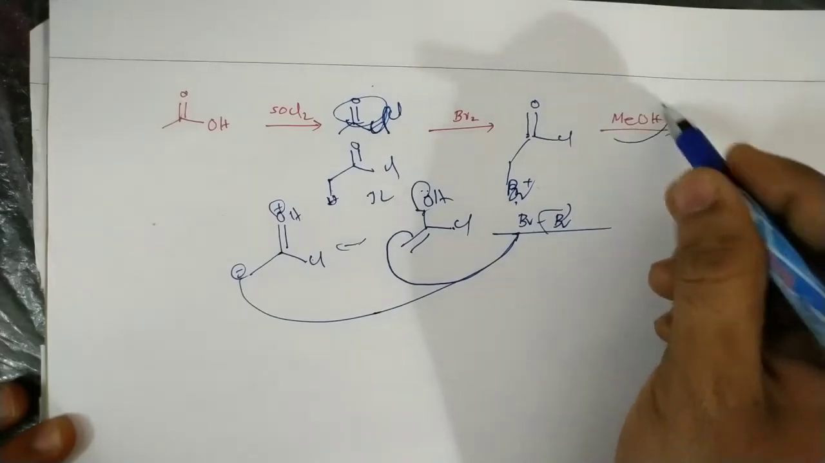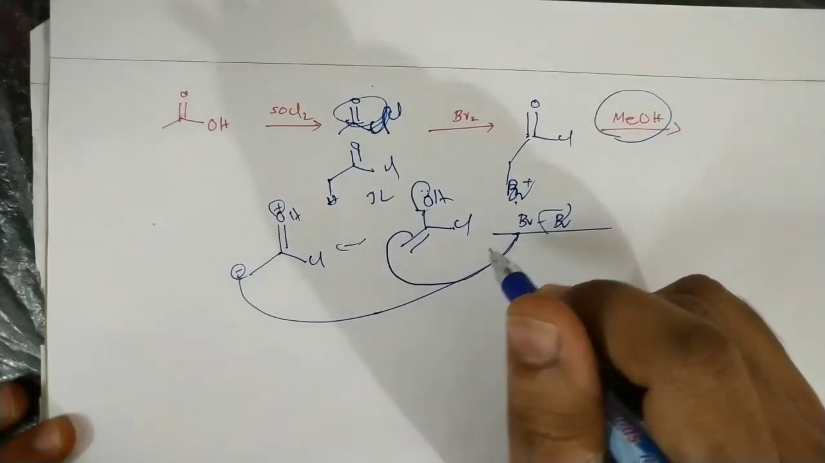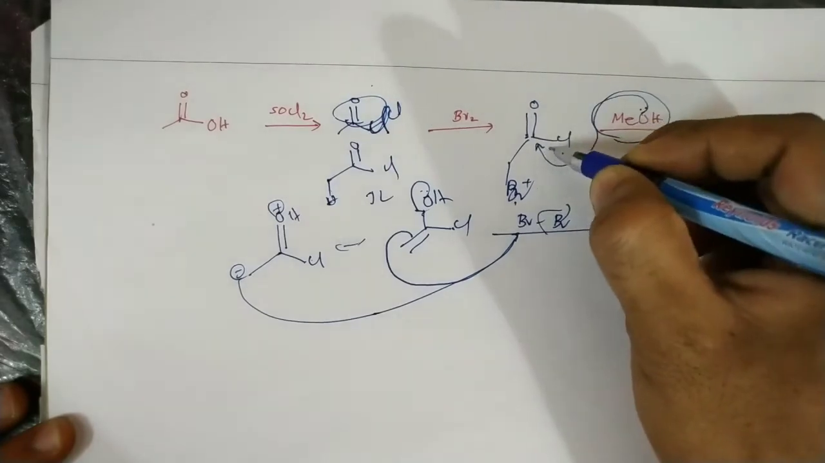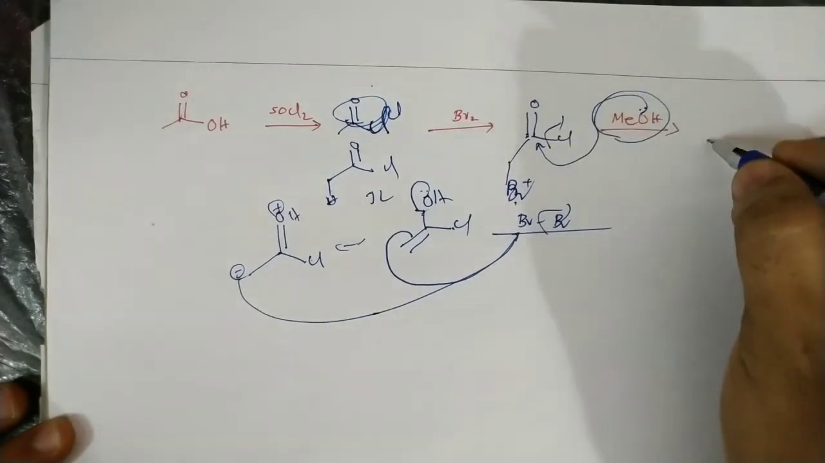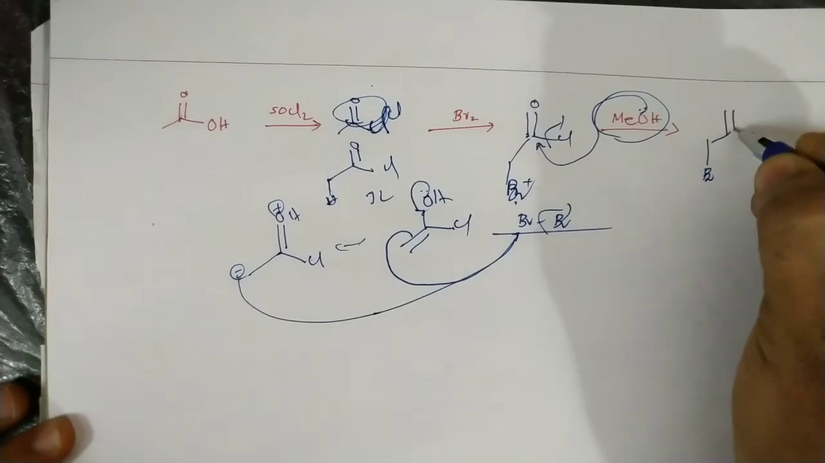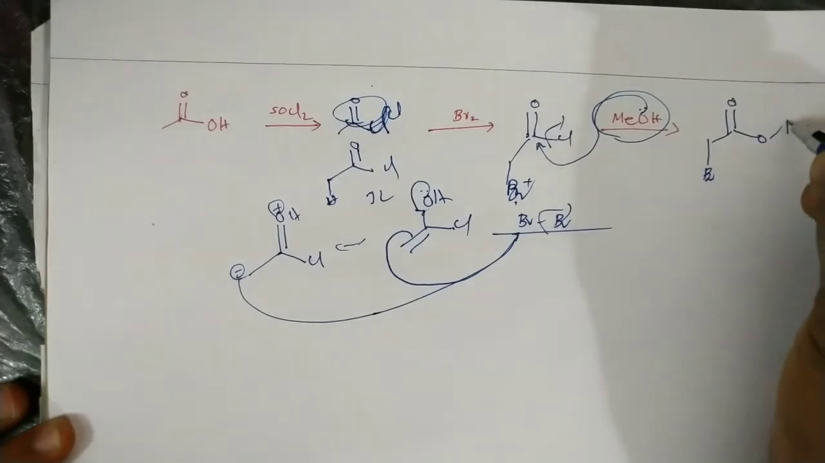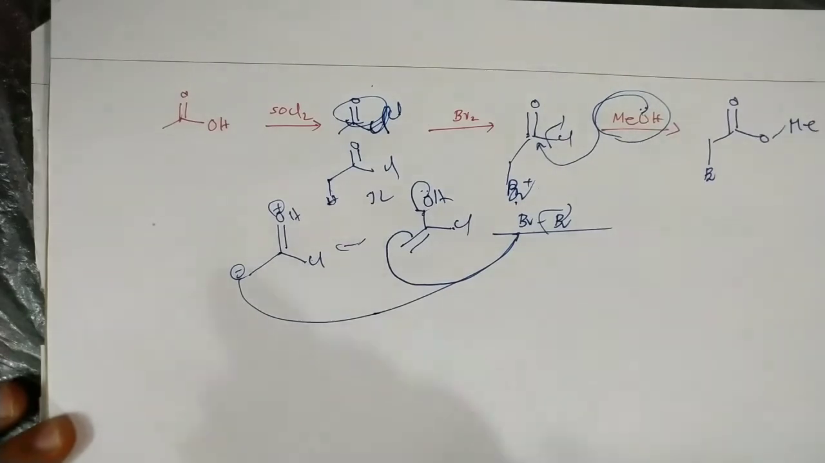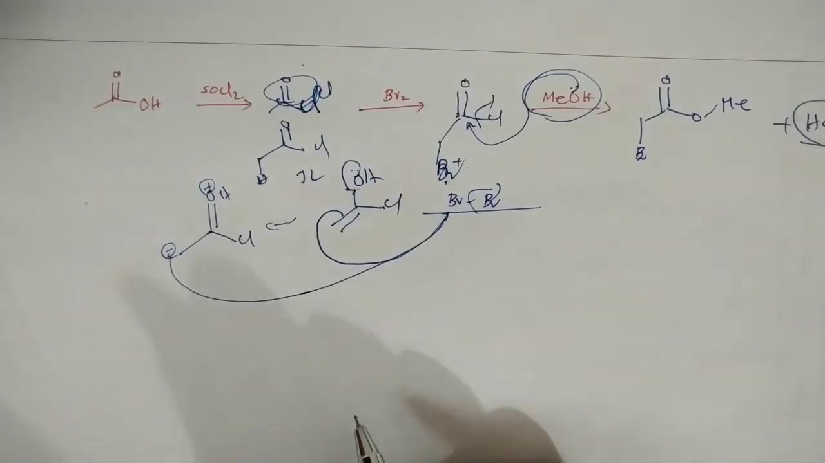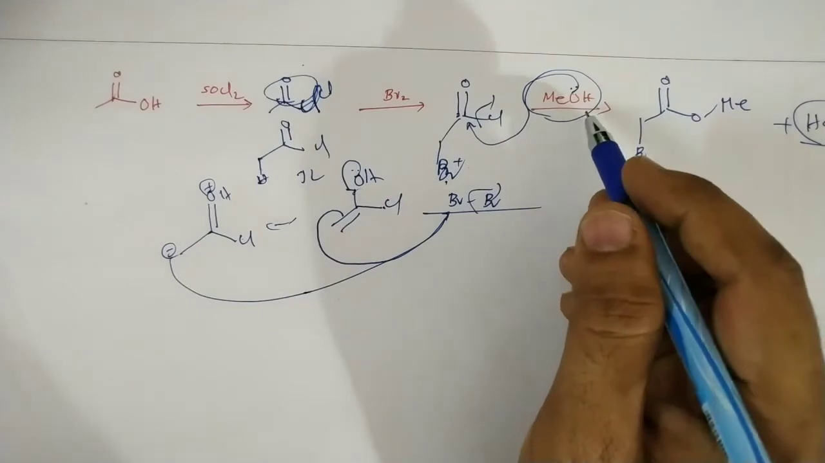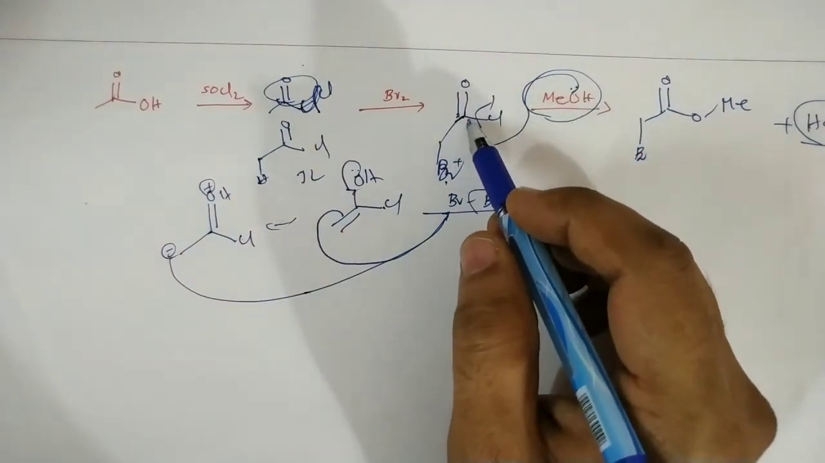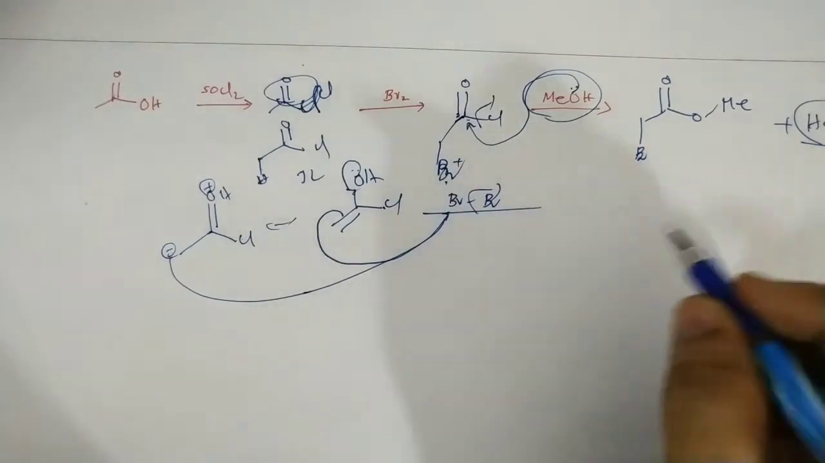Now, on reaction with methyl alcohol actually. Okay, so with methyl alcohol, the oxygen attacks the more positively charged carbon. So that is why the Cl is replaced by OMe. Okay, then loss of HCl takes place. So in this case, acid halides are more reactive toward nucleophilic attack than alkyl halides.